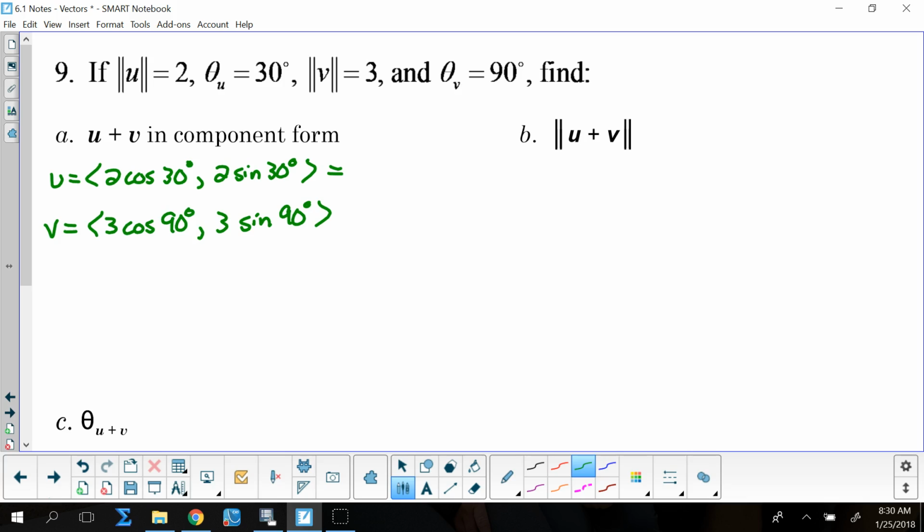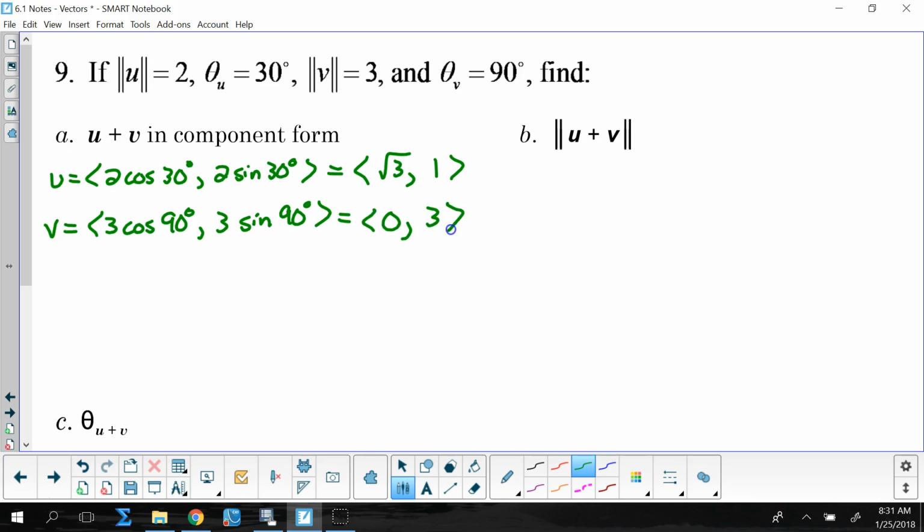So before we even do that, we have to go there. Cosine of 30 degrees, if I use my unit circle, is the square root of 3 over 2. So 2 times that is going to be the square root of 3. The sine of 30 degrees is 1/2, times 2 is going to be 1. Cosine of 90 degrees is 0. Sine of 90 degrees is 1. So I get those two for my u and my v. Yes?